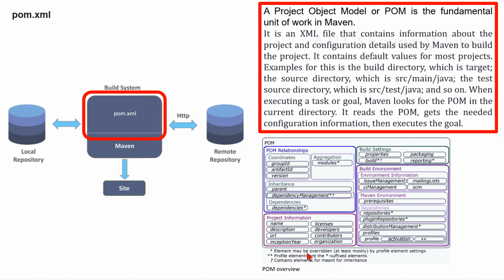Here you can see POM, and you can see POM relationships. Under that you can see coordinates. Under that you can see group ID, artifact ID, and version. You can see aggregation, and you can see modules under that, and you can see inheritance under POM relationships. Here you can see parents, dependency management, and under dependencies you can see dependency management and dependencies. Here you can see project information under POM, and you can see name, description, URL, inception year, licenses, developers, contributors, and organization under project information.